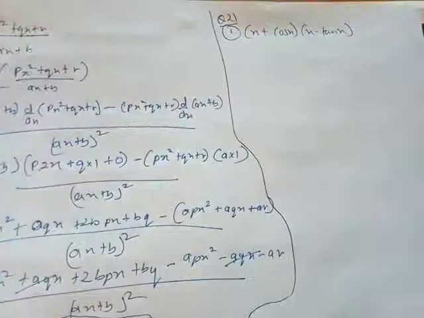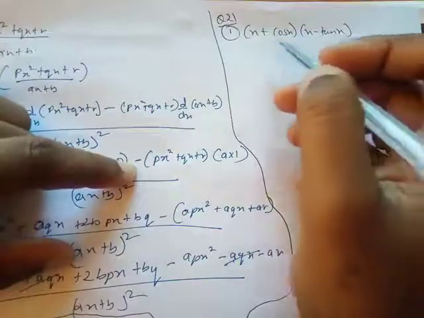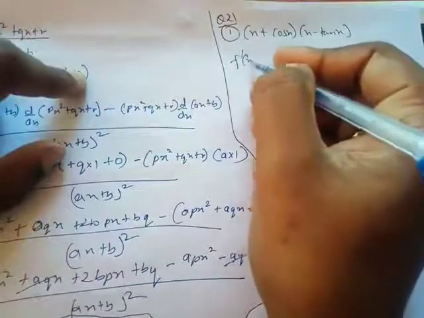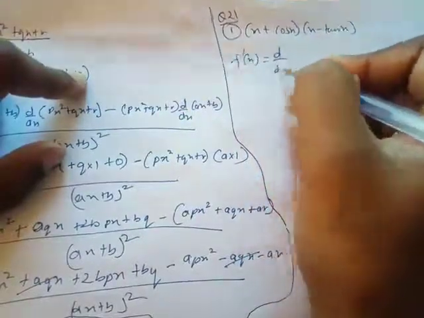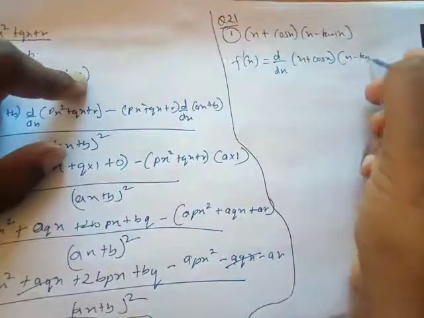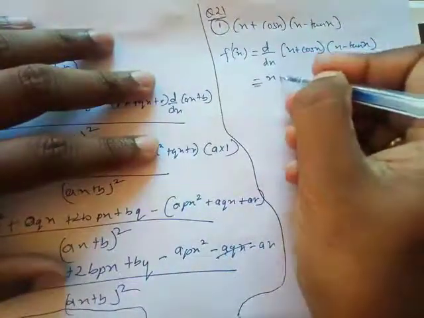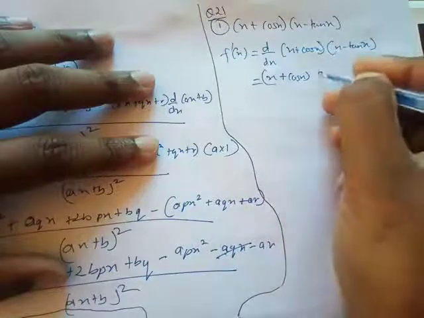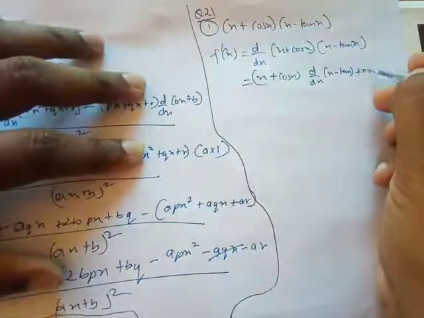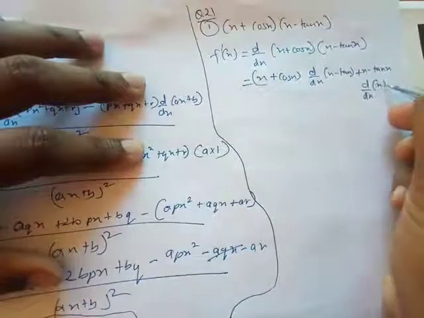Okay, let's have a look at question number 21, first part. Both of these are getting multiplied and I have to find the derivative of this function. So when I find d by dx of (x plus cos x) and (x minus tan x), they are getting multiplied, so I'll apply the product rule. What does the product rule say? x plus cos x is going to stay like that, and d by dx of x minus tan x, and then plus x minus tan x, and then d by dx of x plus cos x.